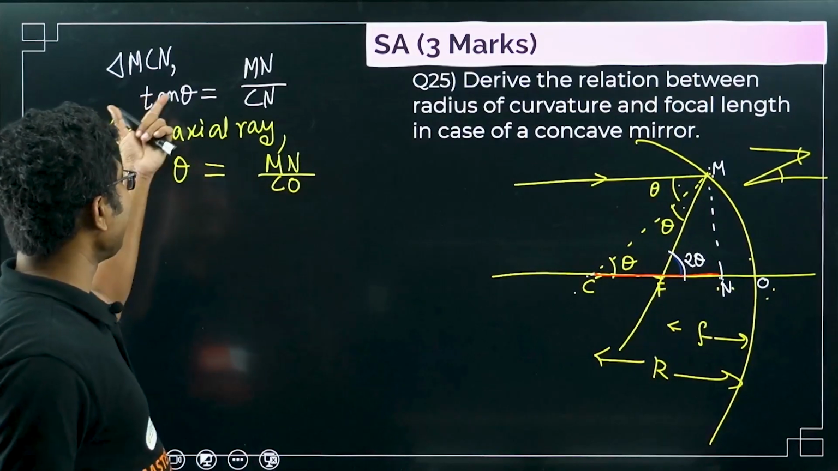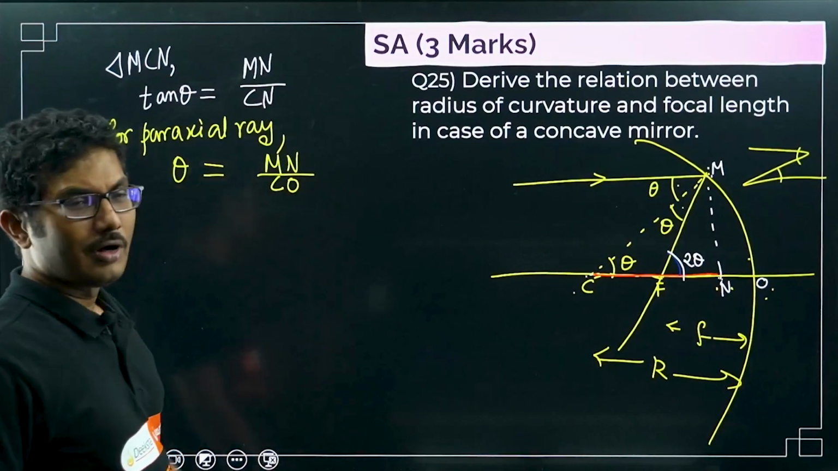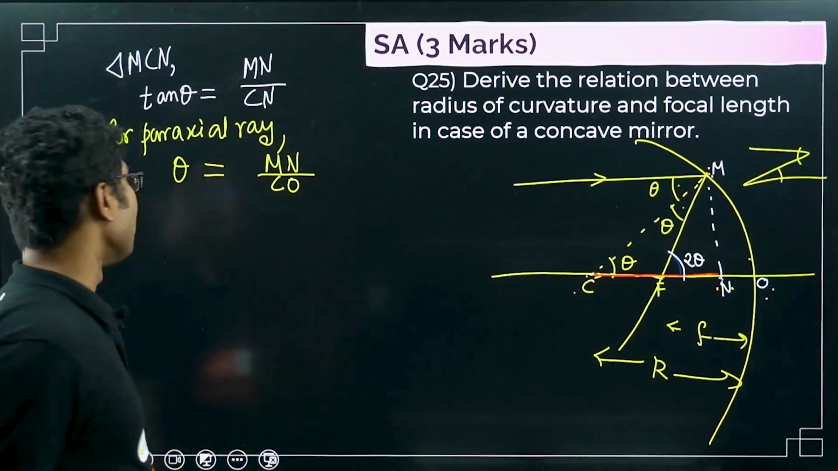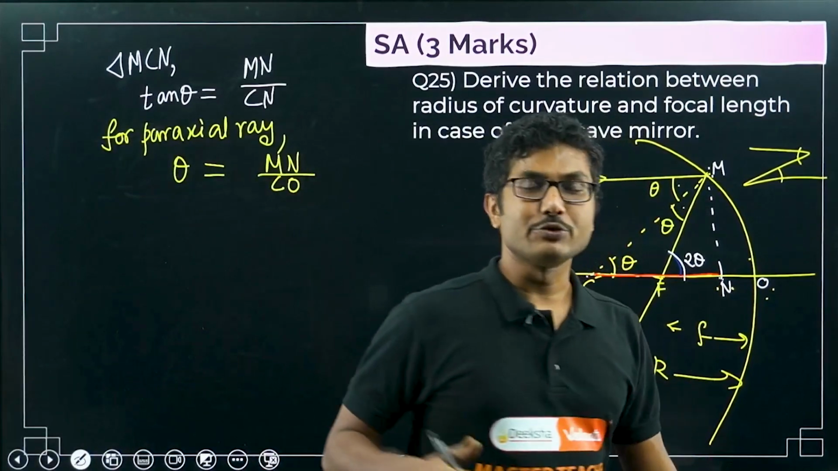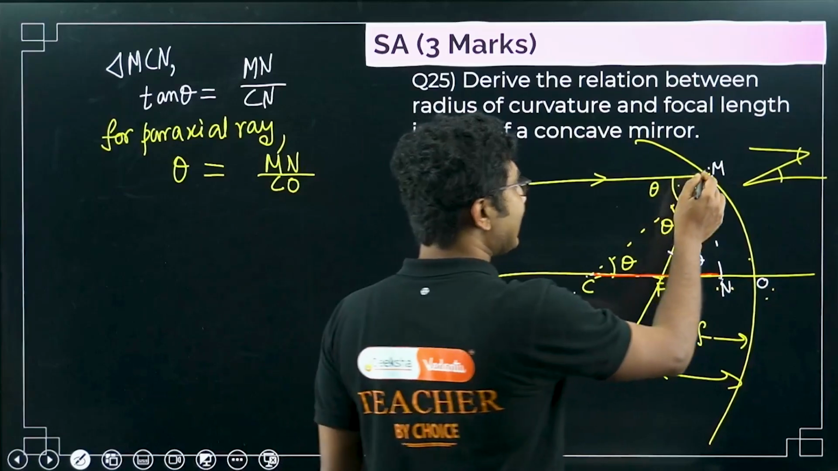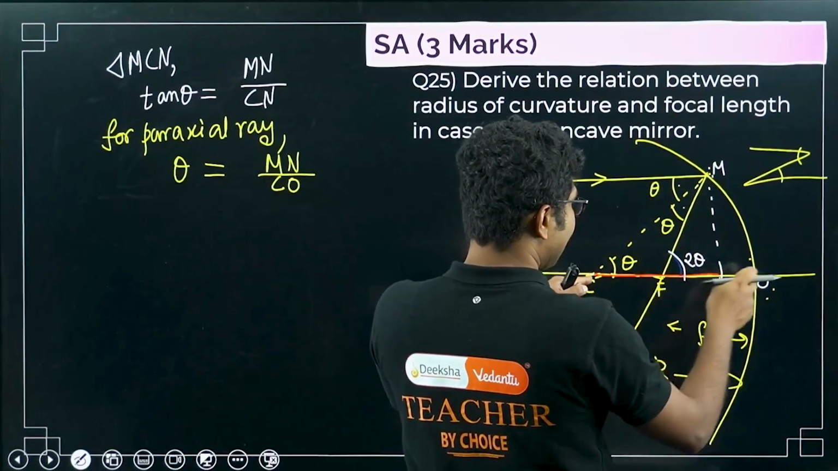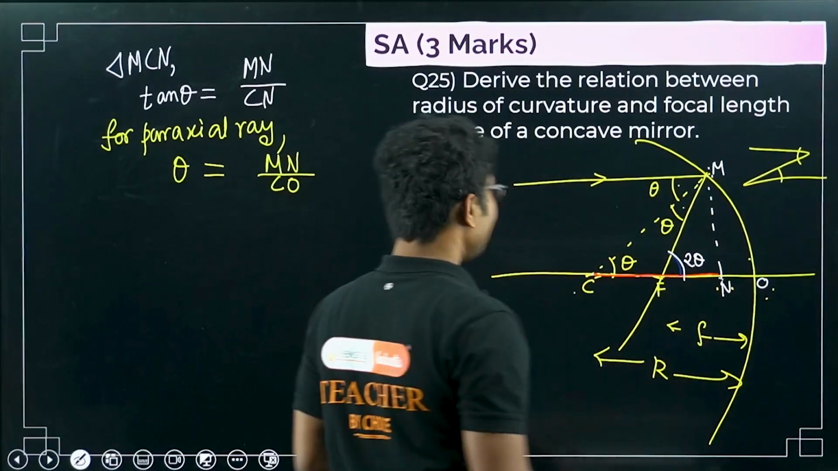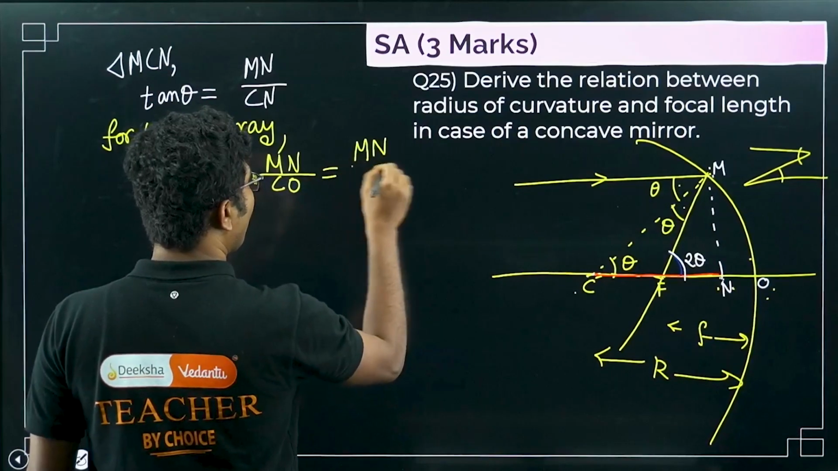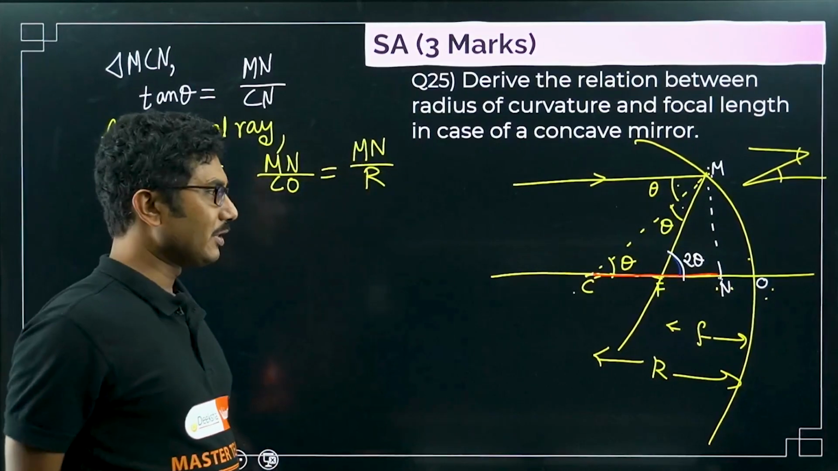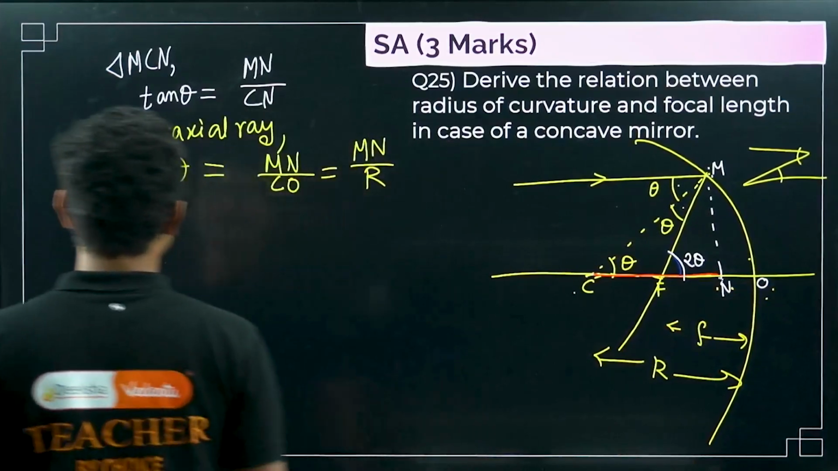So for a paraxial ray, first of all, tan theta equals theta, and MN by CN becomes MN by CO. Now we will take another triangle. First of all, you have to understand which two triangles to take. So we will take this triangle. Why this triangle? Because this includes this length. This length is R, right? So you can say this is basically MN by R, because CO is R. That is why we have written this.